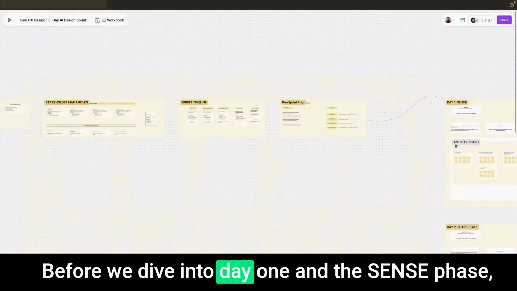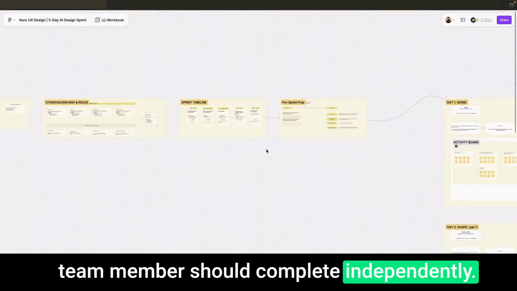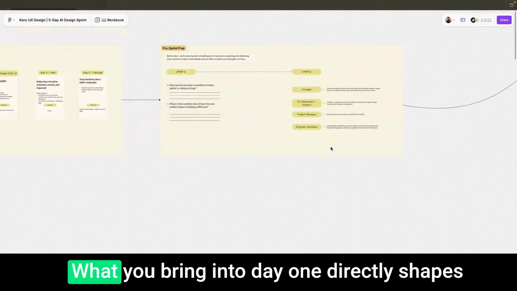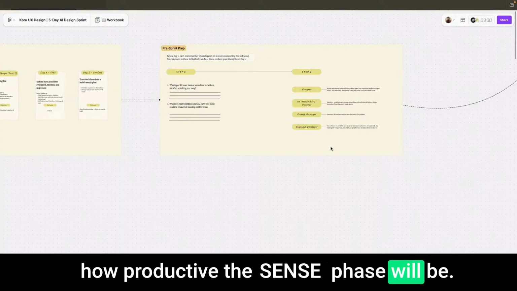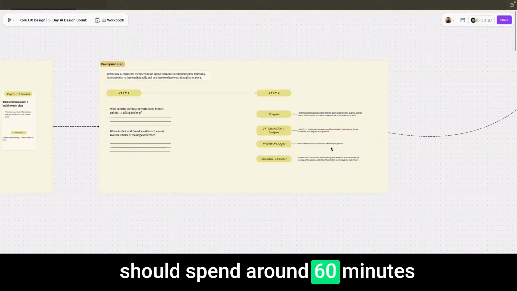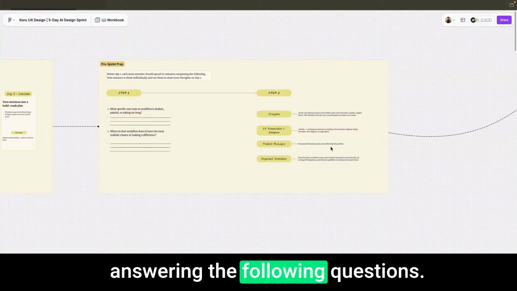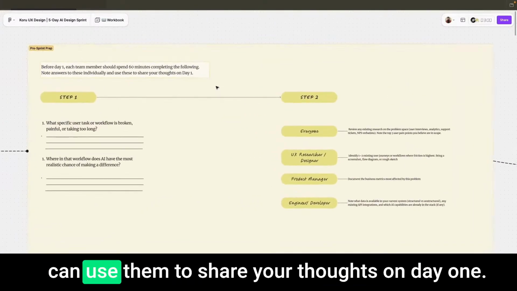Before we dive into day one and the sense phase, there is some important prep work that each team member should complete independently. What you bring into day one directly shapes how productive the sense phase will be. Before day one, each team member should spend around 60 minutes answering the following questions. Note down your answers individually and you can use them to share your thoughts on day one.